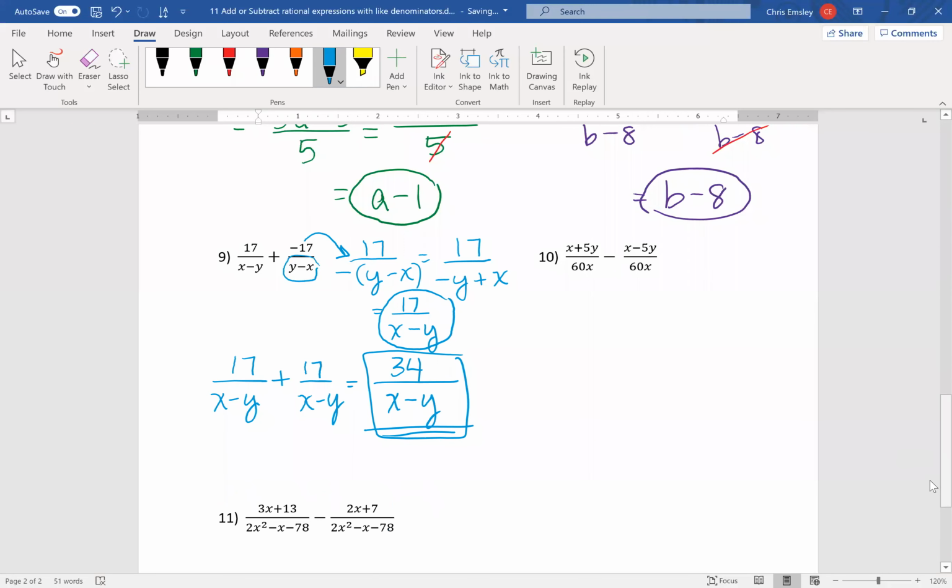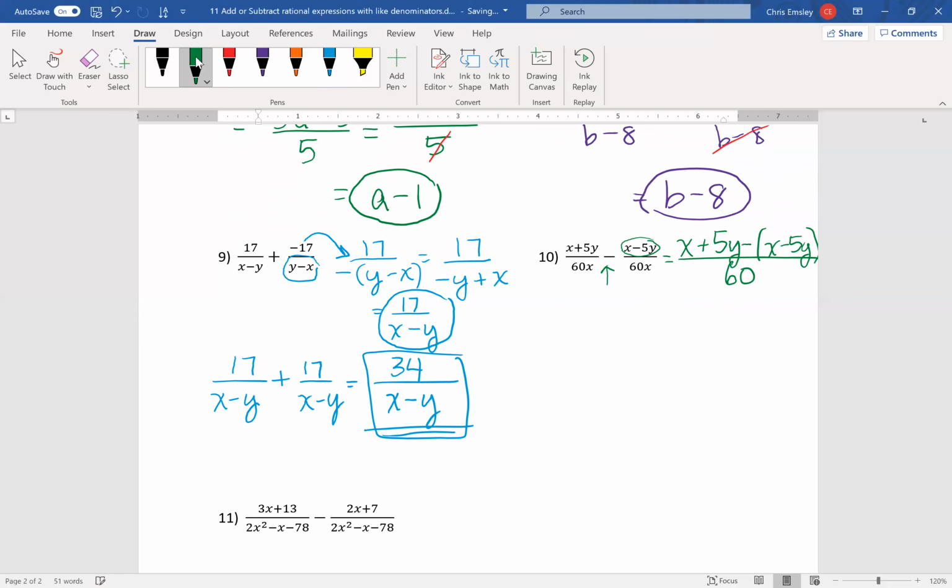Let's take a look at number 10. Here we have a common denominator. That's good. The common denominator is 60. And we're doing a subtraction. Now here's where we have to be careful. We have to subtract the entire numerator we see here. So when you write it, you might want to use some parentheses, or remember that you have to switch every sign. I'm going to write it with parentheses so we can see exactly what's going on.